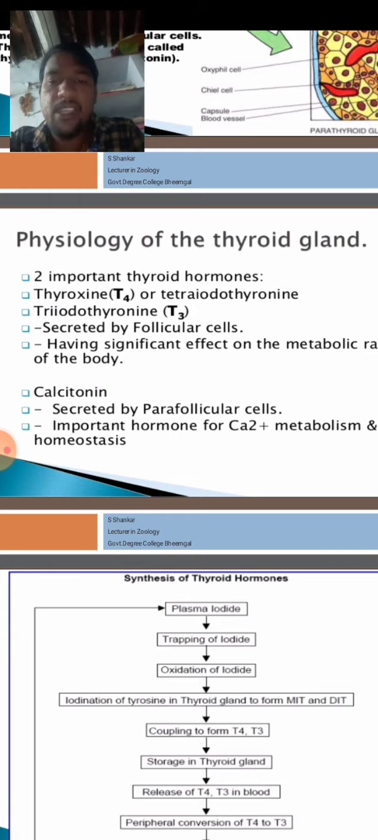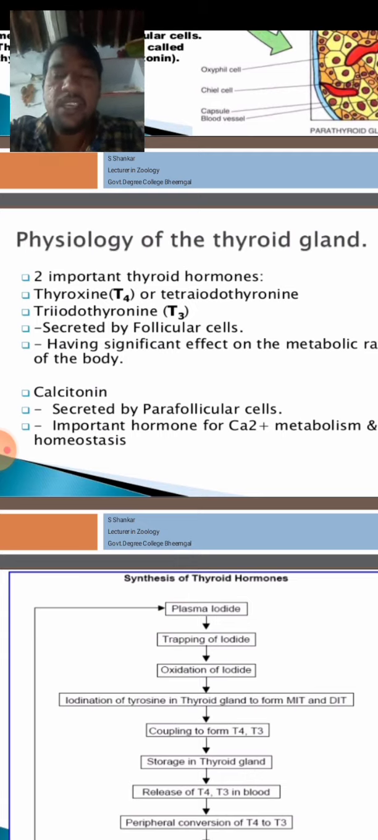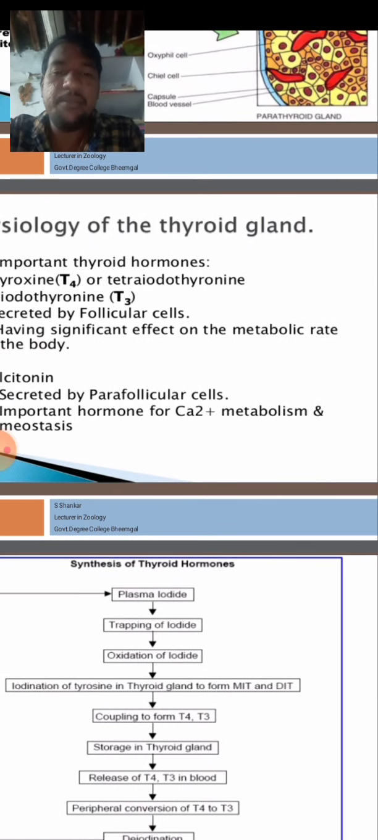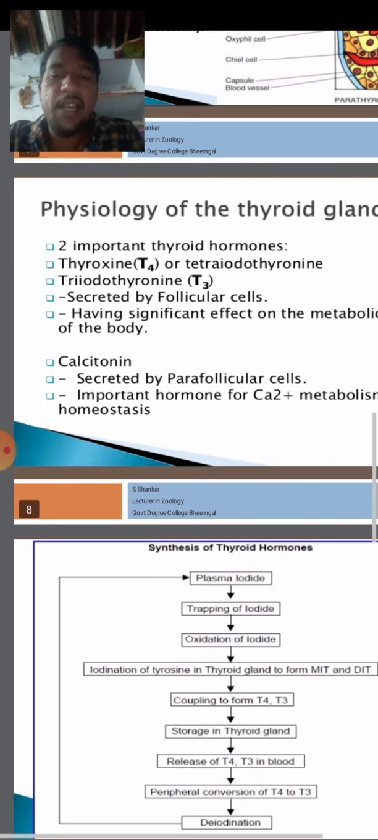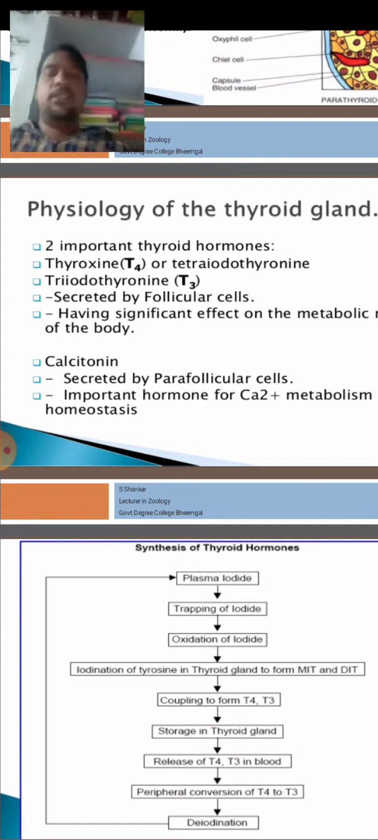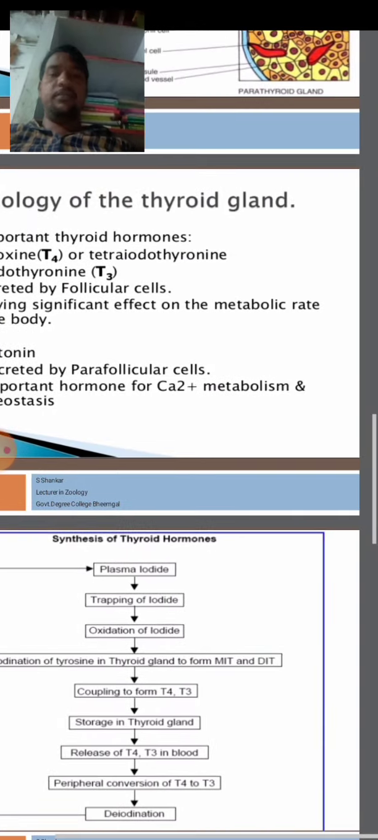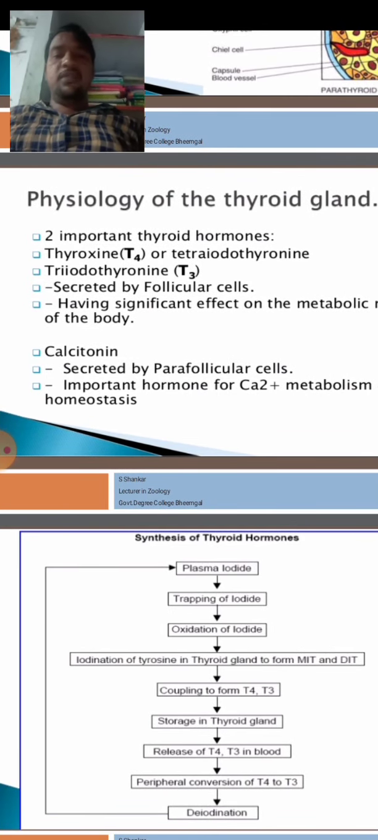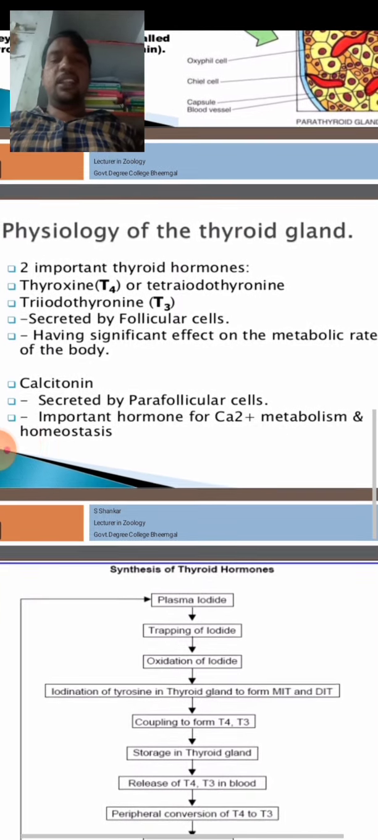Calcitonin is secreted by parafollicular cells. It is an important hormone for calcium metabolism and homeostasis.